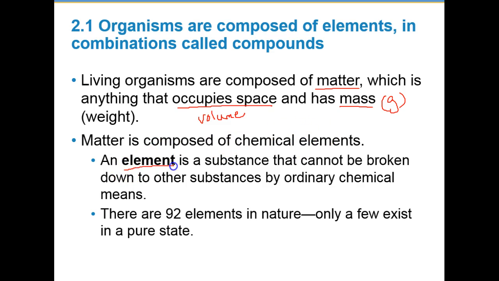An element is a substance that can't be broken down to any other substances by ordinary chemical means. So it's kind of the purest there is. It's in its pure state. There are 92 elements that occur in nature, but really only a few exist kind of purely that way. A lot of them exist kind of in compounds, really.